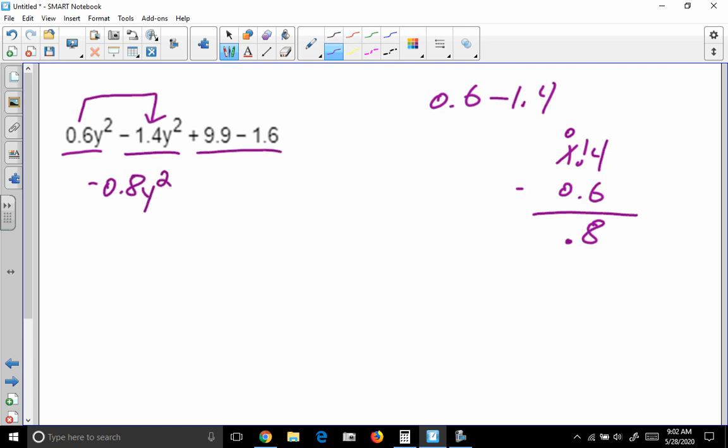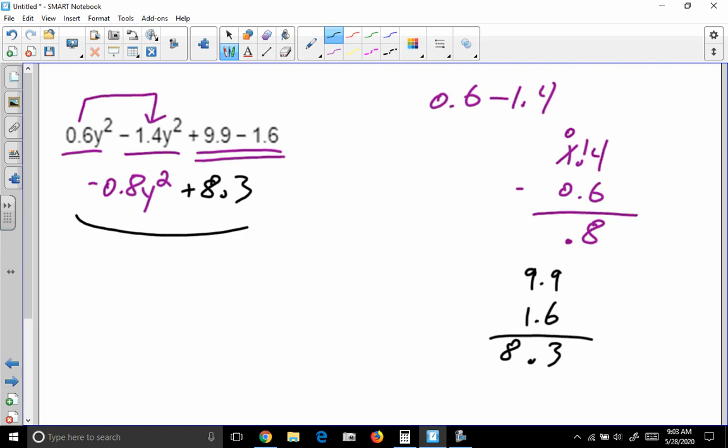Now, these are like terms as well. So combine those. We have opposite signs, so we subtract them. 9.9 minus 1.6. Bring the decimal down and then just subtract. Sign of the bigger number is positive, 8.3. Now I'm fine with you doing the adding and subtracting with your calculator instead of having to do it by hand like this. But that was just a little reminder, how do we subtract decimals? But the main emphasis here is combining like terms.